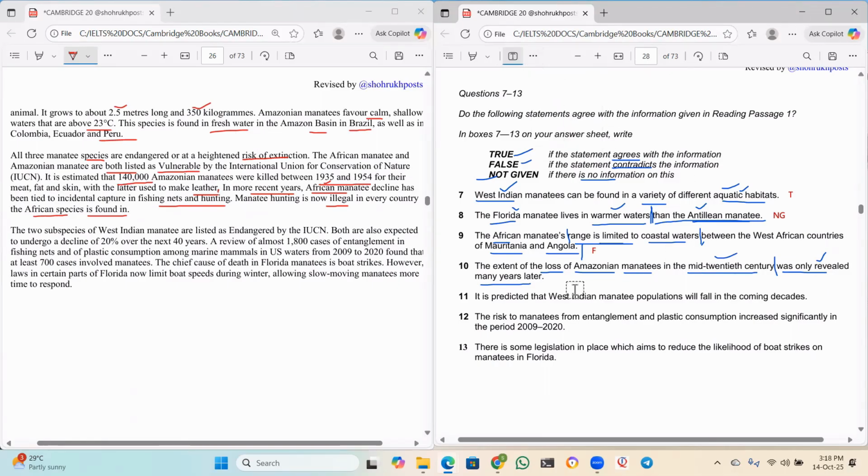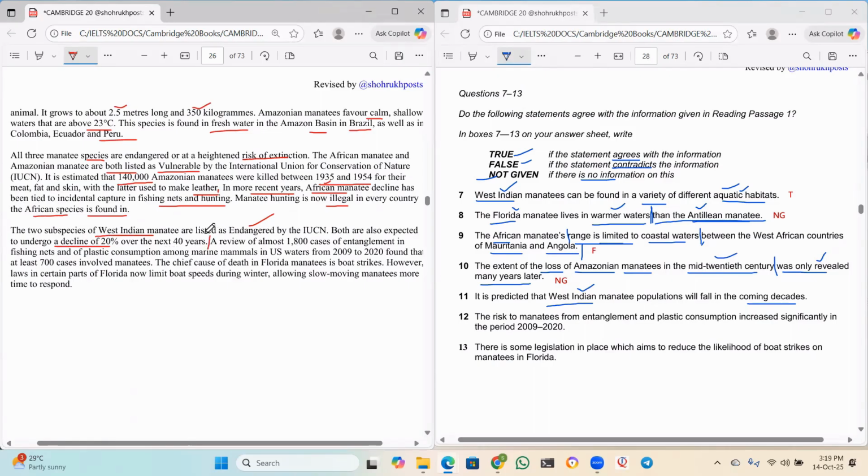You know the answer, right? So it is not given. It should be not given because nowhere we found it. It is predicted that West Indian manatee population will fall in the coming decades. Now he's talking about the West Indian manatee. Let us read further. The two subspecies of West Indian manatee are listed as endangered by the IUCN. Both are expected to undergo a decline of 20% over the next 40 years.